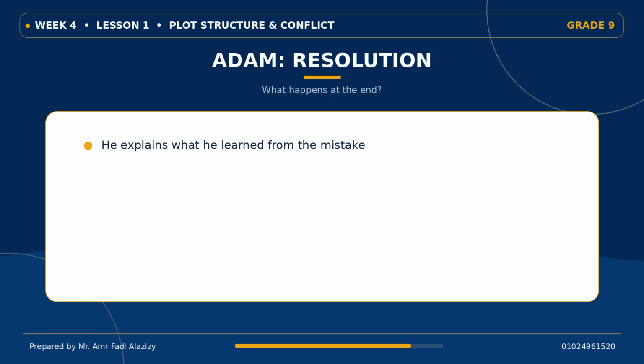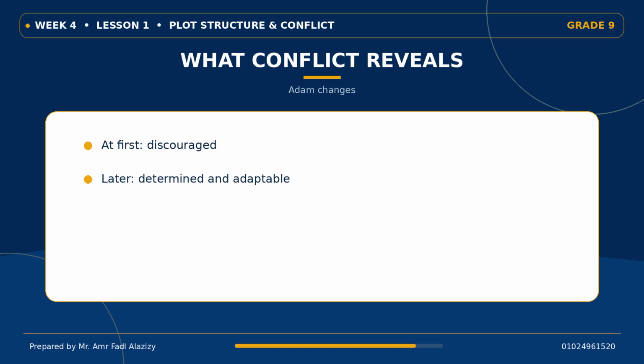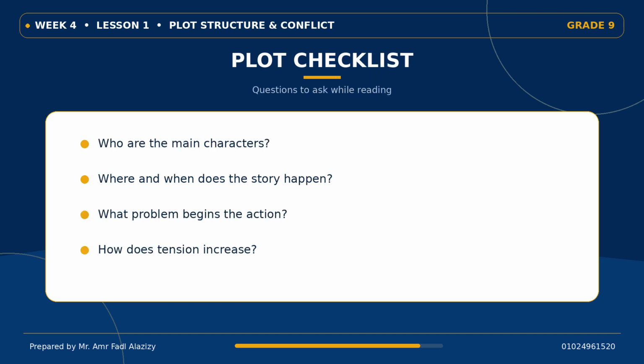What is the climax? Adam decides to repair the bridge and present it. What is the resolution? He explains what he learned from the mistake. What does the conflict reveal about Adam? At first he feels discouraged, but later he shows determination and adaptability.